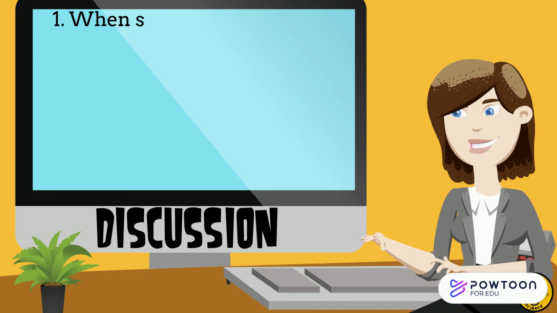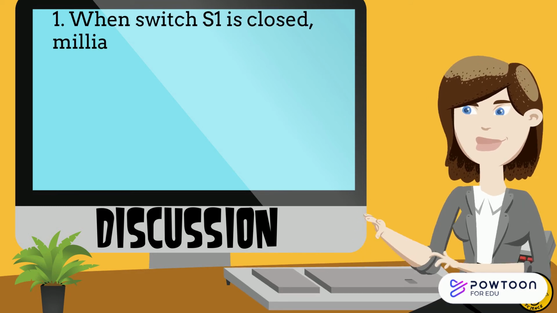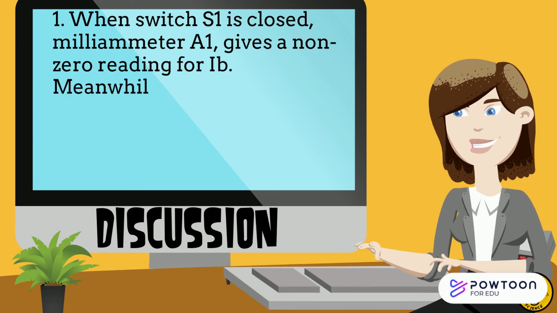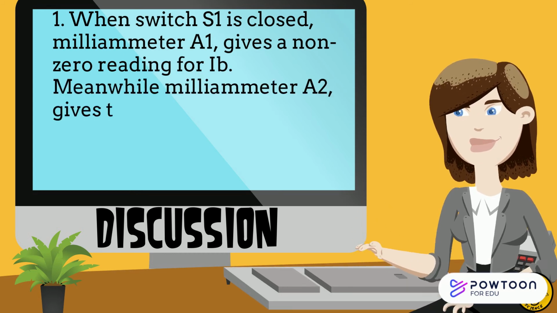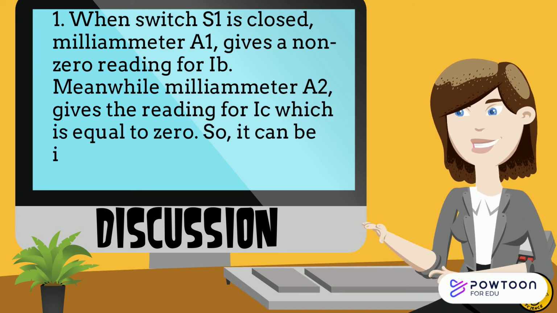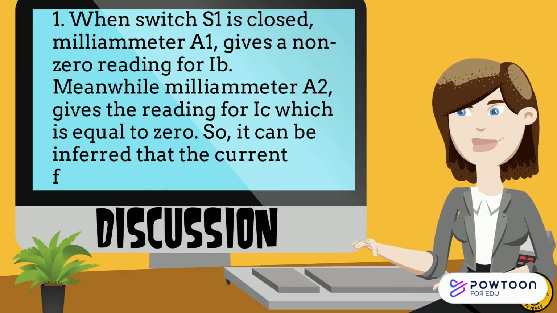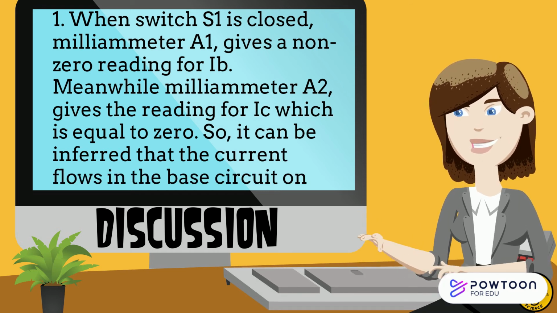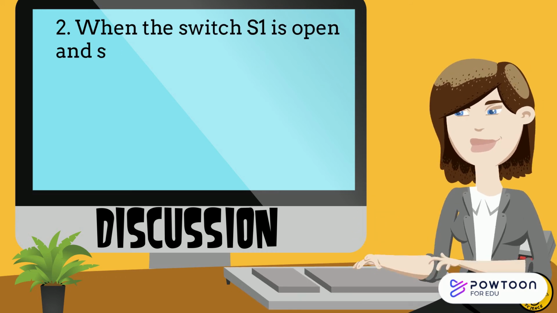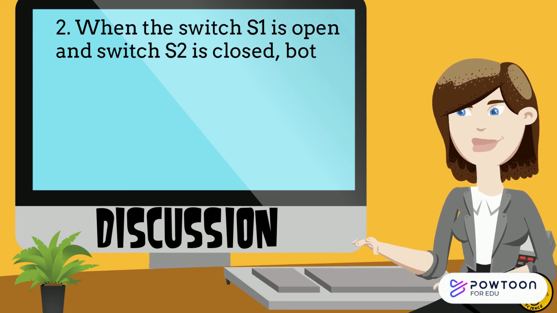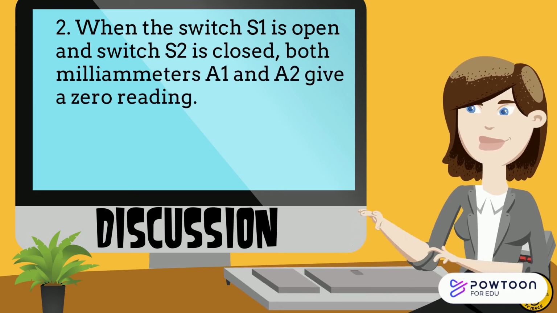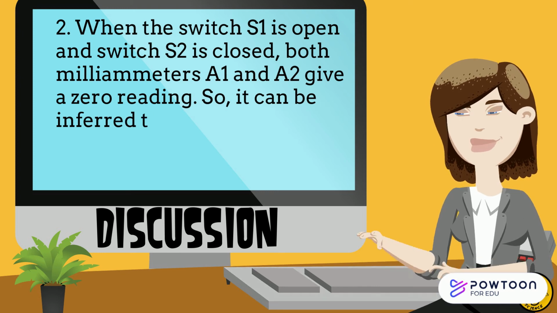When switch S1 is closed, the milliammeter A1 gives a non-zero reading for IB. Meanwhile, milliammeter A2 gives the reading for IC, which is equal to 0. So it can be inferred that the current only flows in the base circuit. When the switch S1 is opened and the switch S2 is closed, both milliammeters A1 and A2 give a 0 reading. It can be inferred that there is no current flowing in both the base and collector circuits.